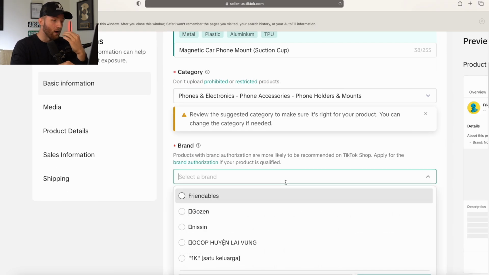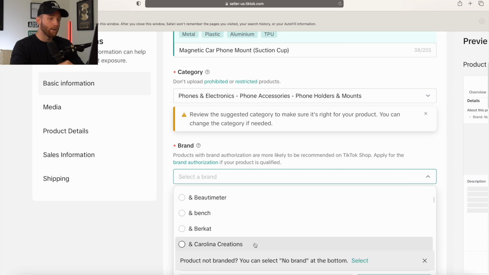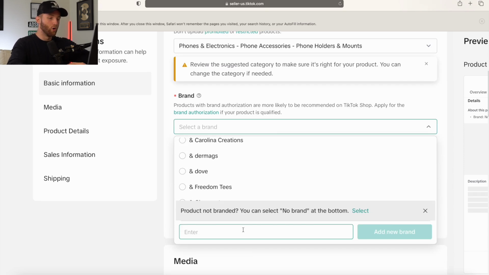The brand. Okay. You can do your own. You can do one of these on the list. I'm just going to put, let's say, Hooyah. Okay, let's say that's our brand. Boom, we're going to add it.